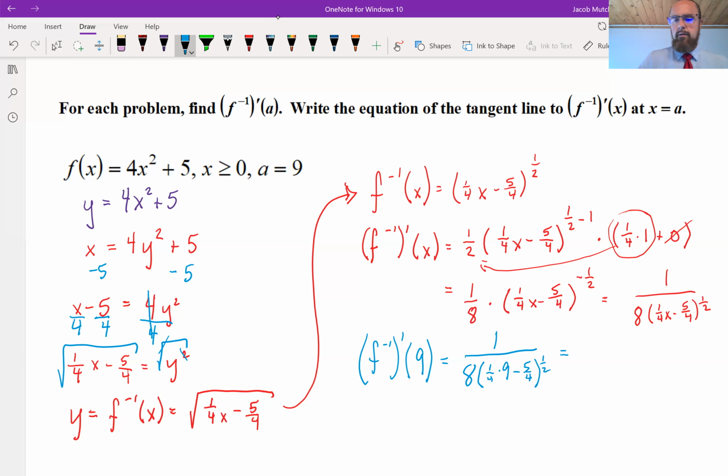So at that point, I've got really this stuff on the inside of the parentheses to simplify. So 1/4 times 9 is going to be 9/4. And then 9/4 minus 5/4 is going to leave 4/4, which is just 1. And then the square root of 1 is just 1, which is 1 to the power of half. So that reduces down to 1/8 times 1, which is just 1/8. So I'm going to box that because that's the slope of the tangent line to the derivative of the inverse.